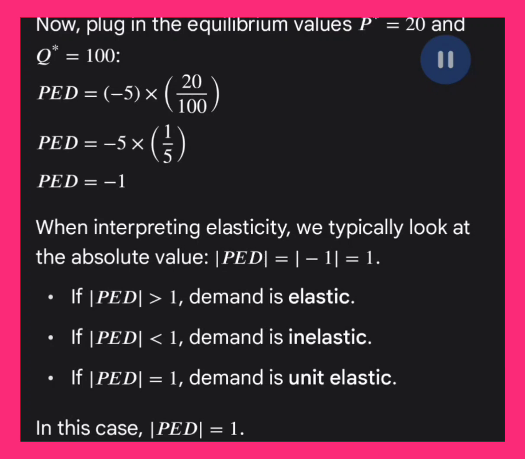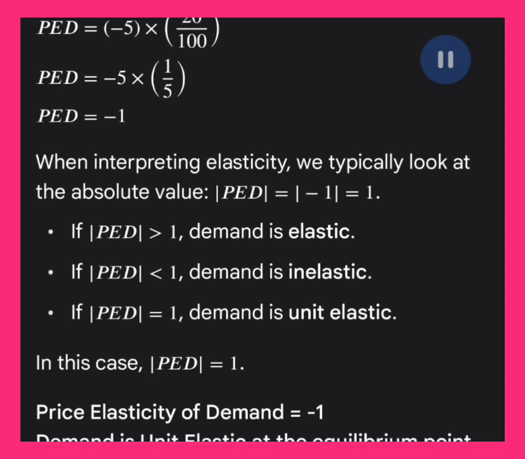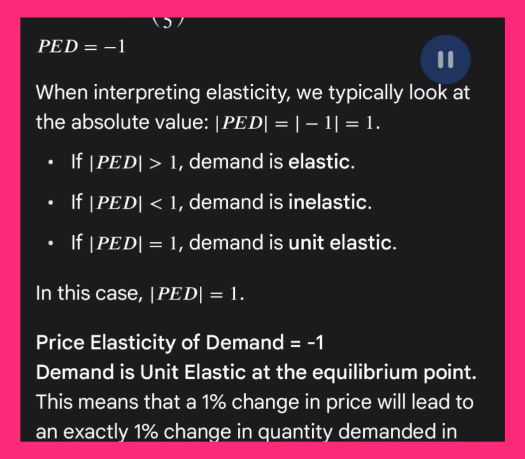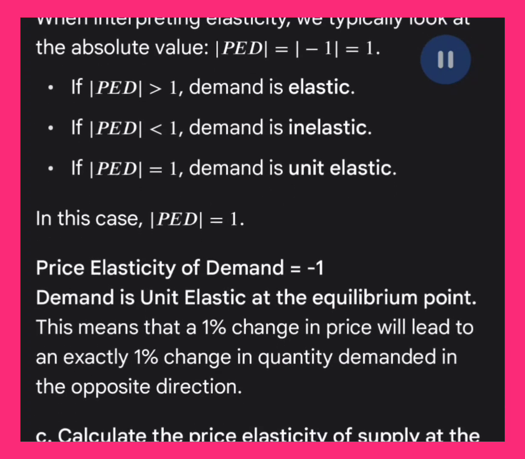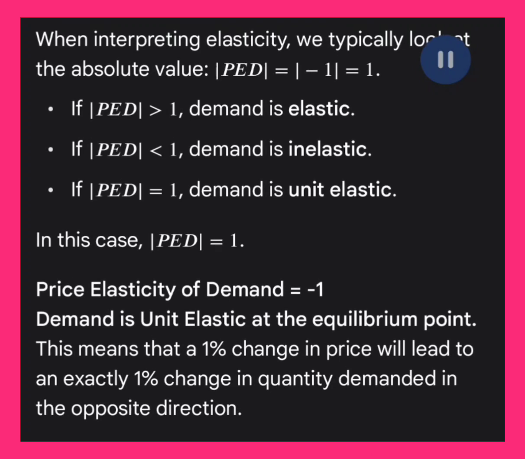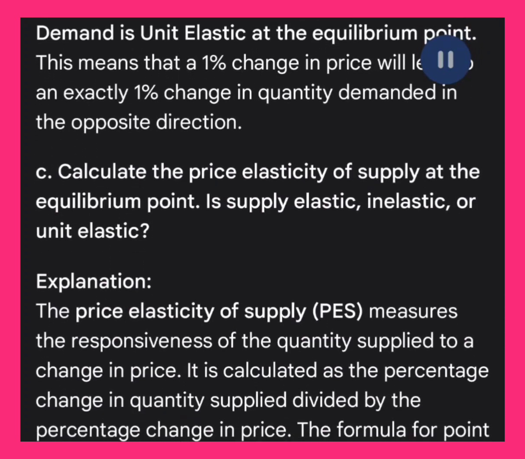If PED is greater than 1, demand is elastic. If PED is less than 1, demand is inelastic. If PED equals 1, demand is unit elastic. In this case, PED equals 1. Price elasticity of demand equals minus 1. Demand is unit elastic at the equilibrium point. This means that a 1% change in price will lead to an exactly 1% change in quantity demanded in the opposite direction. C. Calculate the price elasticity of supply at the equilibrium point.